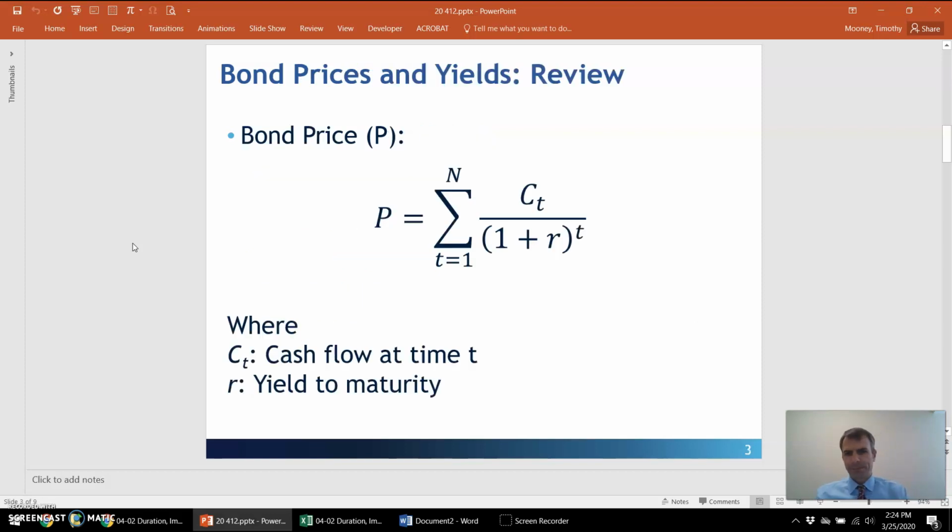When its life ends. So algebraically, we can depict the price of a bond as the sum of the present values of the future cash flows that the bond generates, right? Where the discount rate is the bond's yield to maturity.